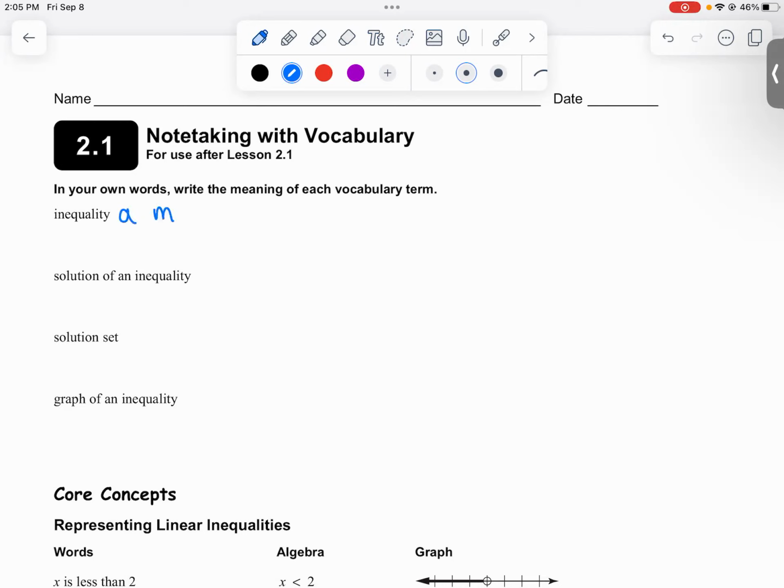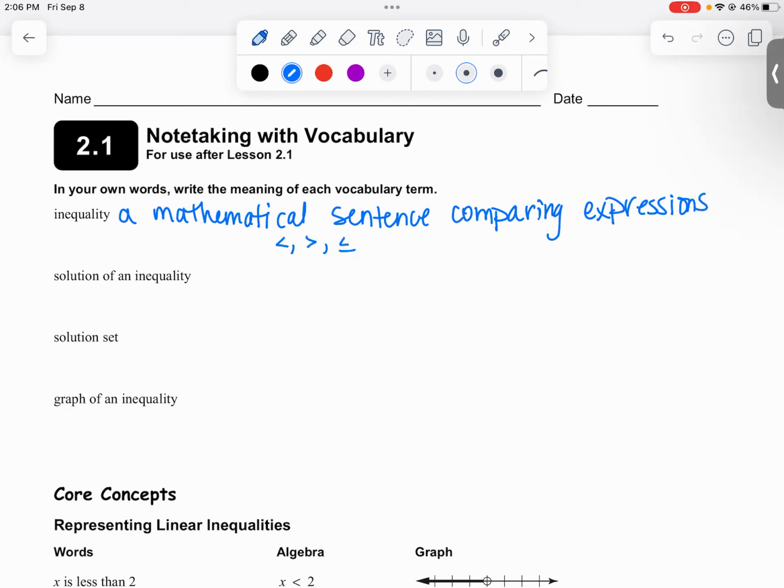An inequality is a mathematical sentence comparing expressions. Every inequality is going to have one of these four symbols.